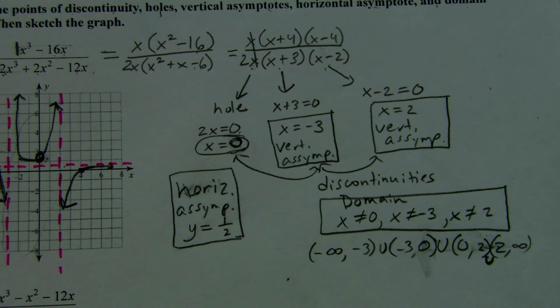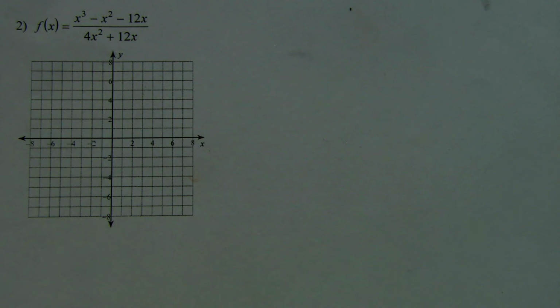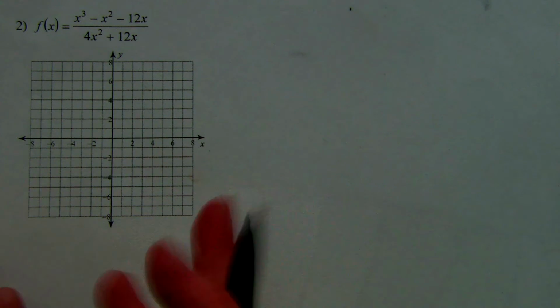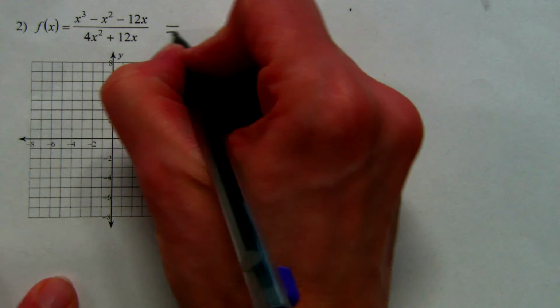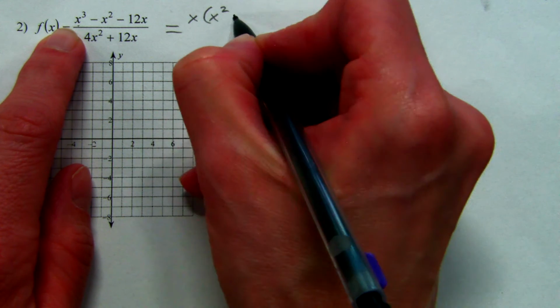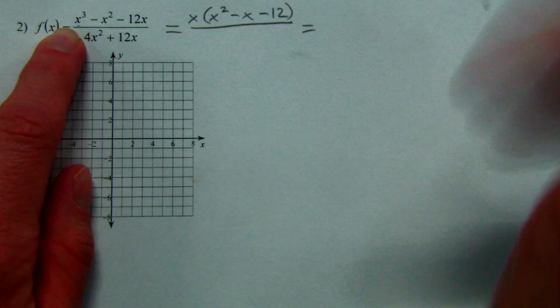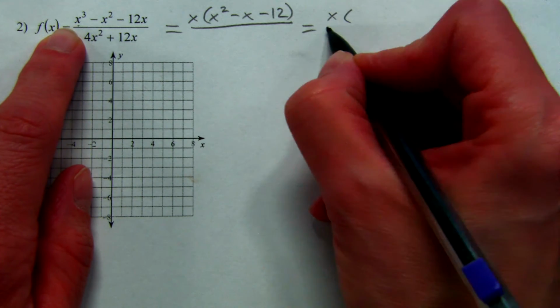Okay, so we are done with number 1. These do take a while. Okay, so let's go down to number 2. I'm so glad you're excited. So our first step is to factor everything. So on the top, we can take an x out first, which would leave us with x squared minus x minus 12. And then you can draw the little x if you still enjoy that.